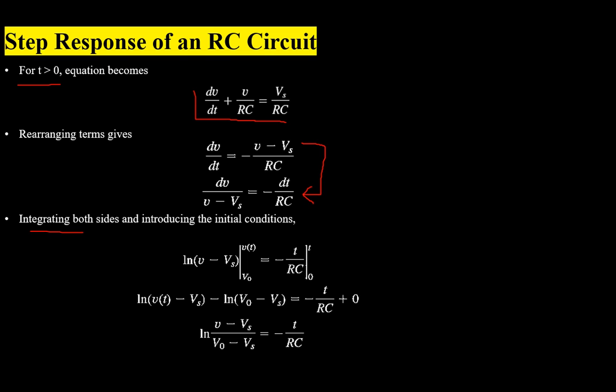which will give us natural log of (V minus Vs) with integration limit starting from V0 to V of t will be equal to minus t over RC, and this term will have limit from time t equals 0 to present time t. Now substituting the integral limits and using logarithmic properties, we will have natural log of (v minus Vs) divided by (v0 minus Vs) will be equal to minus t over RC.